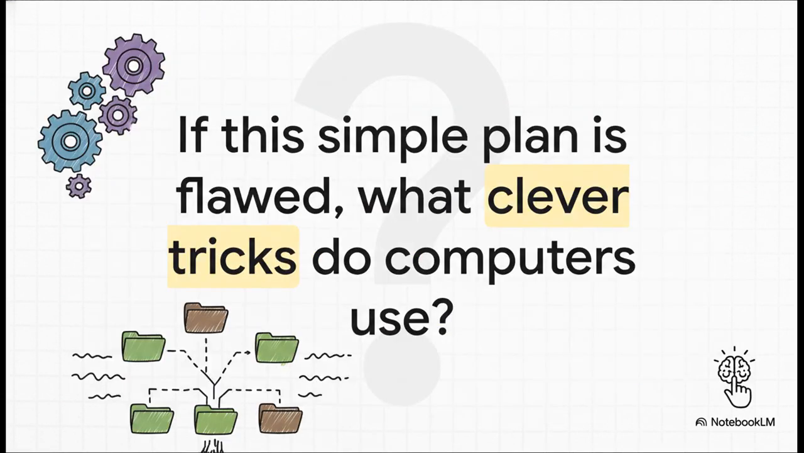So if the simplest, neatest, most obvious plan of putting everything side by side has such a fatal flaw, it really begs the question, what clever tricks do our computer's digital librarians use instead? How do they manage to store our files efficiently and still let them grow and change on the fly? That, my friends, is where the real genius of the file system truly begins.